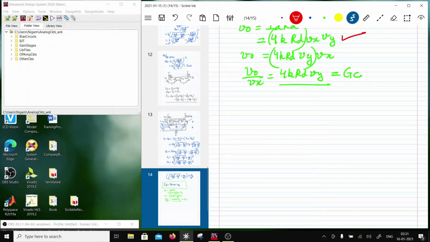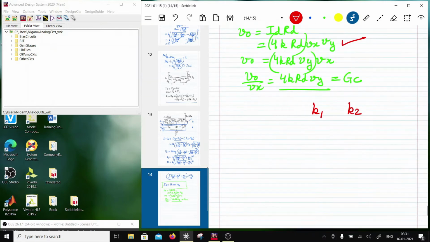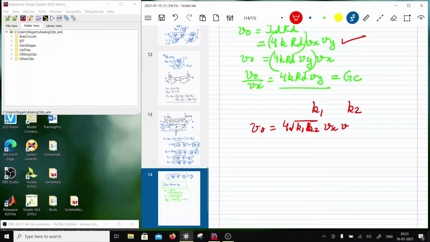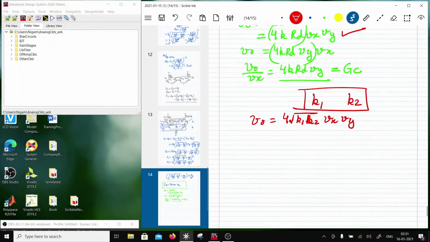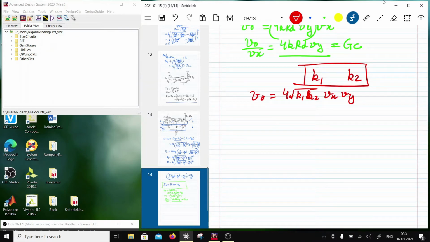Now if k is the top one, we have k1 and k2. If the two transistors differ in size, then this equation for Vo will become 4 times the root of k1 k2, so this is a geometric mean, times Vx Vy. So this is the condition when the top and bottom Gilbert cells are not the same, and if they are the same, then it will be 4 times k times Vx Vy. So this is how the signal is multiplied.